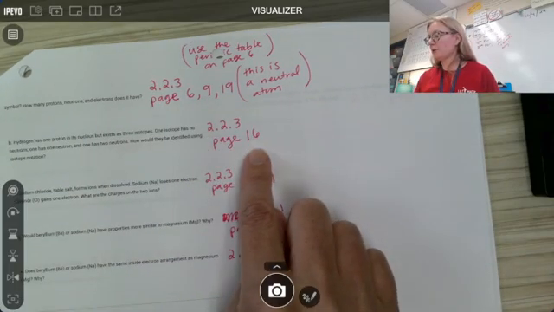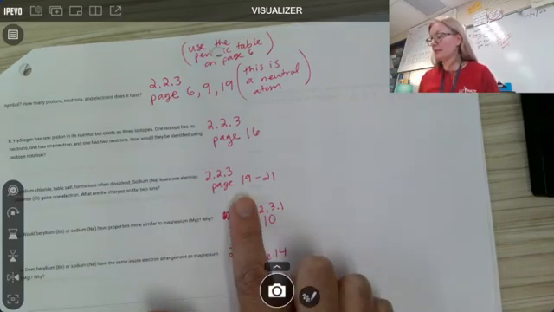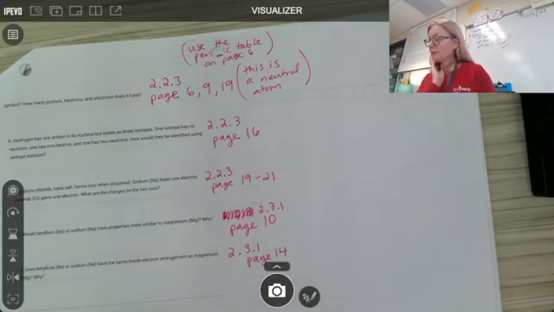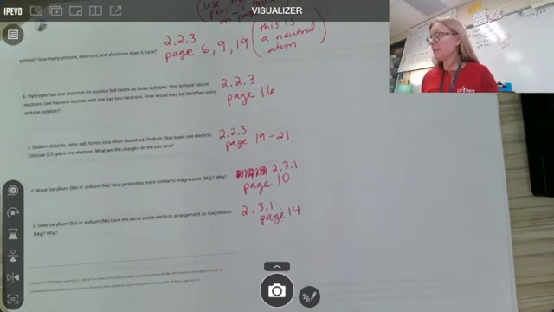For B, look at 2.2.3, page 16. For C, look at 2.2.3, pages 19 to 21. For D, look at 2.3.1, page 10. And for E, look at 2.3.1, page 14.